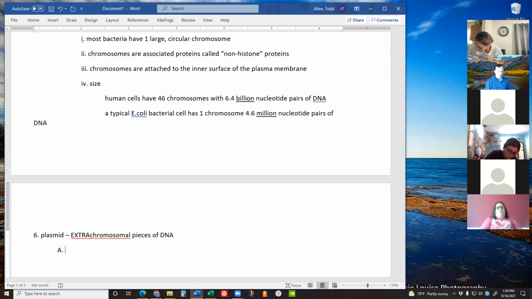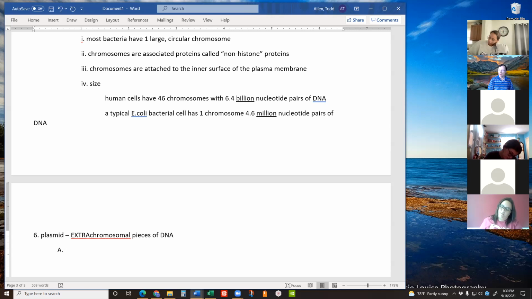If you look at the Foundation figure, you can see in the bottom right corner inside the cell, there's a small purple rubber band called a plasmid. You can see it is not physically part of the chromosome. It's not physically part of that purple yarn. So we describe plasmids as extra chromosomal pieces of DNA.